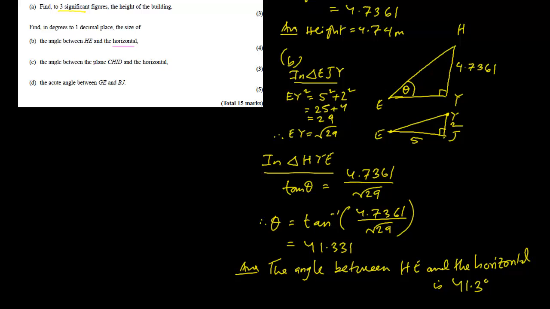That's it. The next question, question number C, is the angle between CHID and the horizontal. Let's take a look.